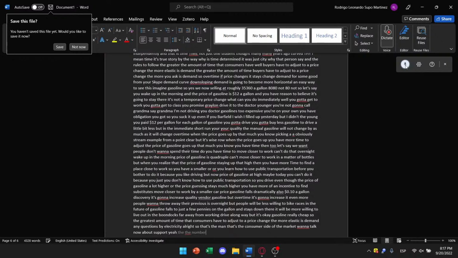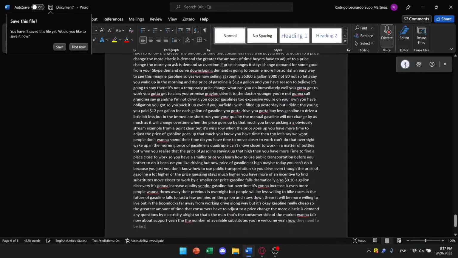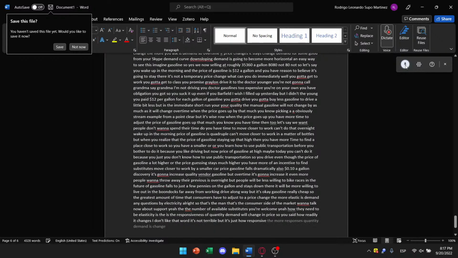The number of available substitutes. Elasticity is how readily the amount sold changes. Elasticity is the responsiveness of quantity demanded to a change in price. So you said how readily it changes. I don't like that word. It's not terrible, but it's how responsive it is. The more responsive quantity demanded is to a change in price, the more elastic it is.